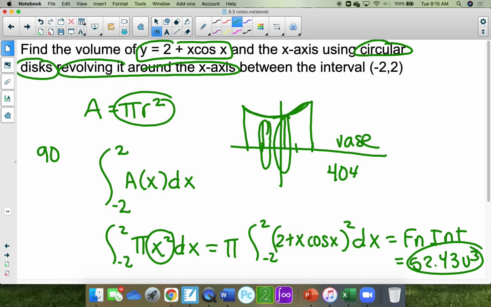90% on the AP test is using circular discs.